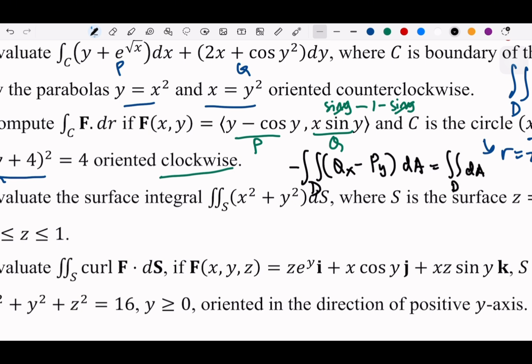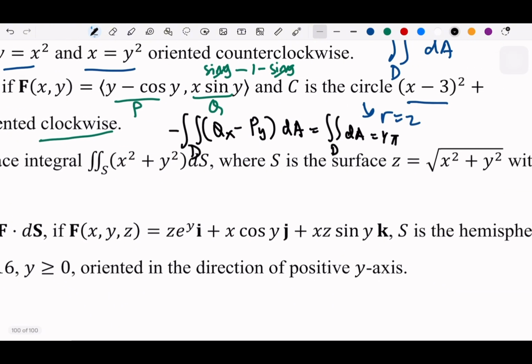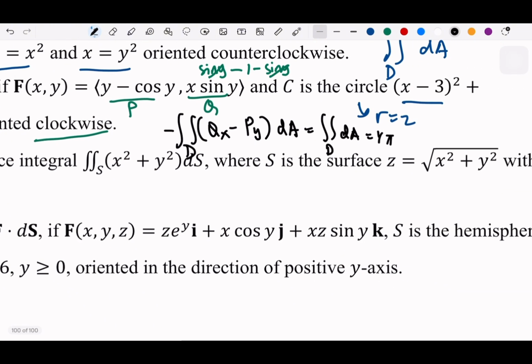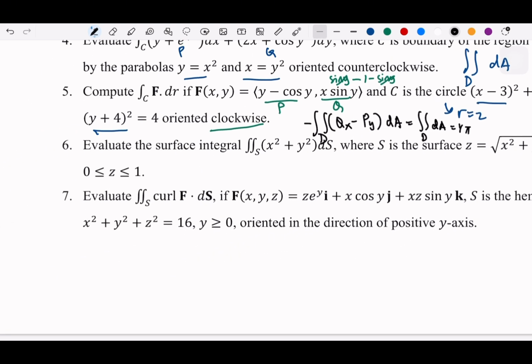So just the area of the circle. So A equal 4 pi. Okay. Okay, so no need to find the endpoints, which one is the endpoint, because we know that the area will be a circle with radius 2. So just 4 pi. Okay.